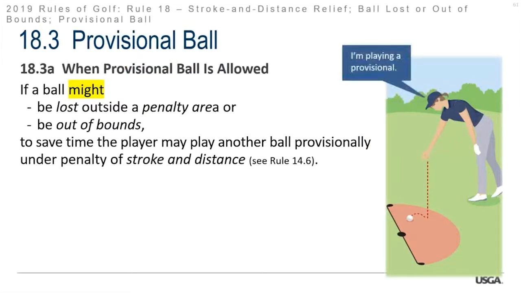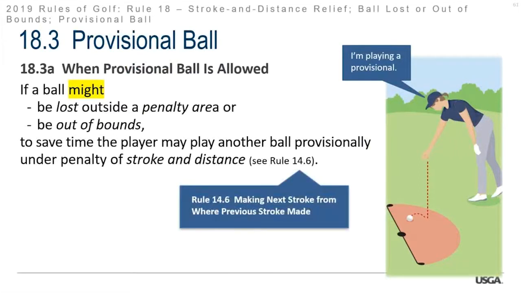So under 18.3a, a provisional ball is allowed if a ball might, highlighted there, be lost outside of a penalty area or be out of bounds. So if there's any doubt about this ball being found outside of a penalty area, we can play a provisional. If you have a ball headed toward a lake that is a penalty area, but it's surrounded by some high weeds and the ball could be outside of the penalty area, even though most people think the ball is probably in the penalty area, if there's a little bit of doubt it's outside of the penalty area, a provisional is okay.